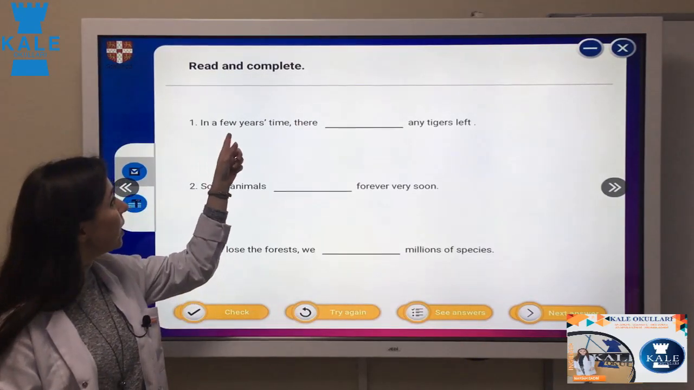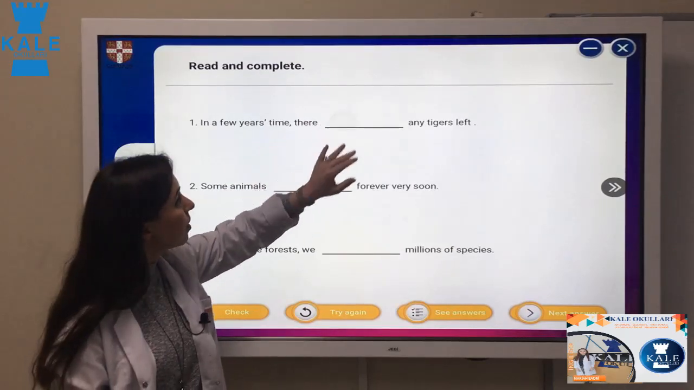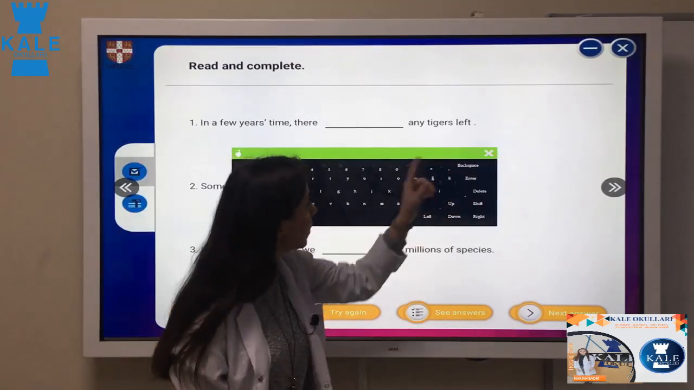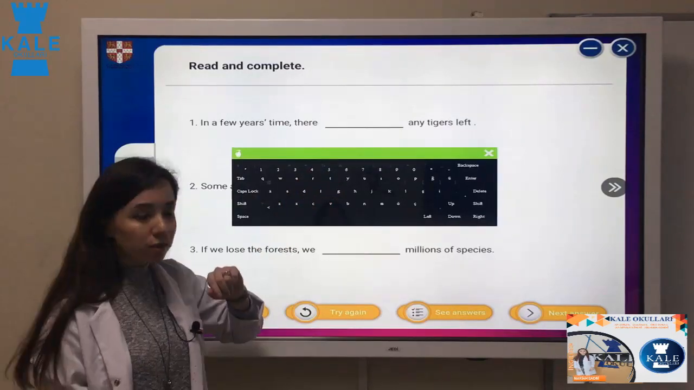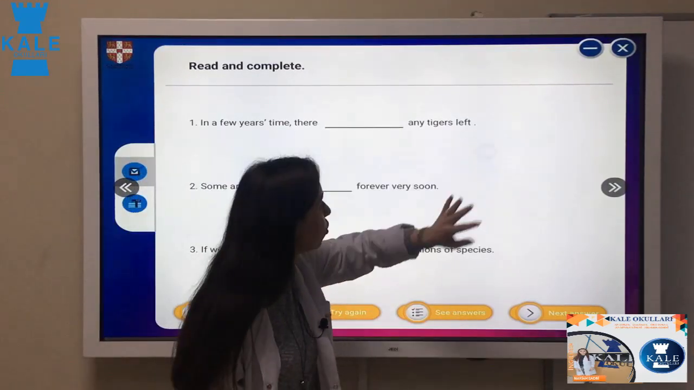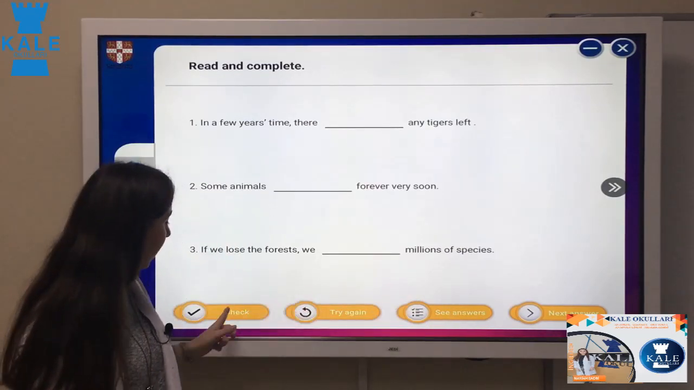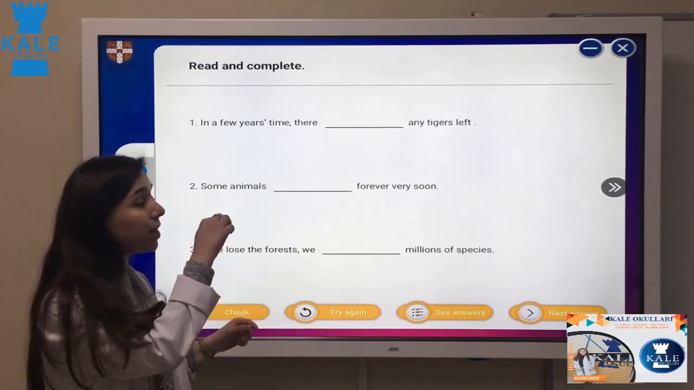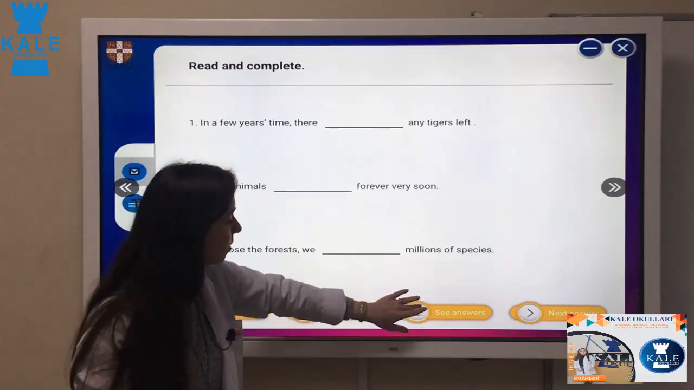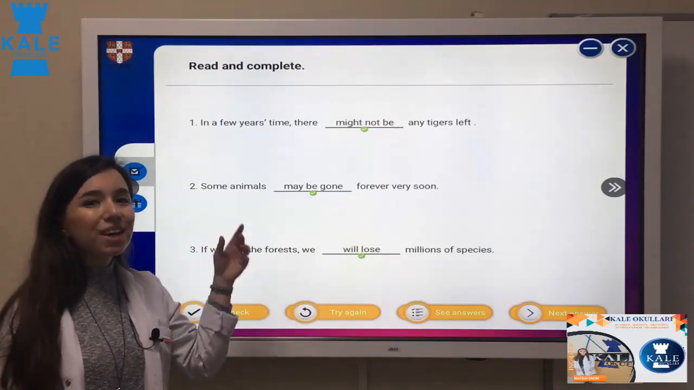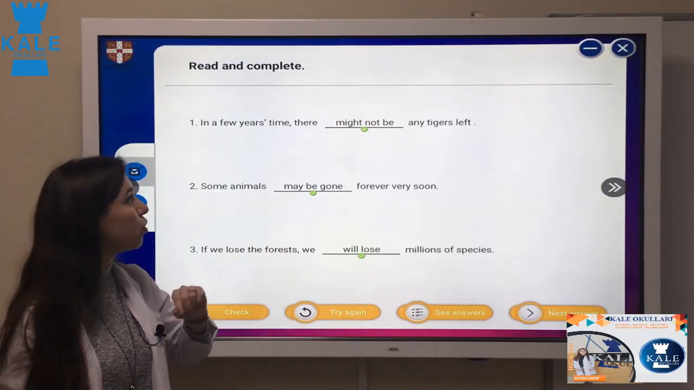Look at here, in a few years time. We can write here, also we can use the keyboard, or here we can use the answer. Look at here, here we have answers, here we have try again, here we have check the answers. We can write or we can use here. I just want to explain this part, it's not important to write them.